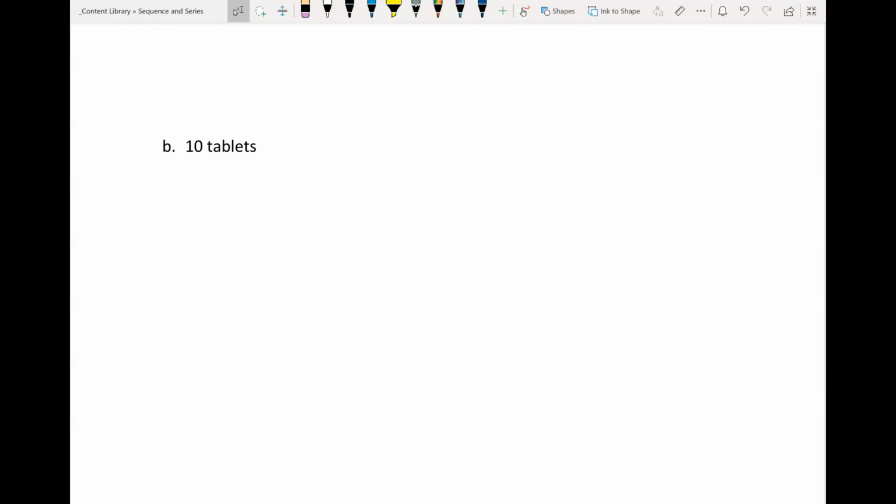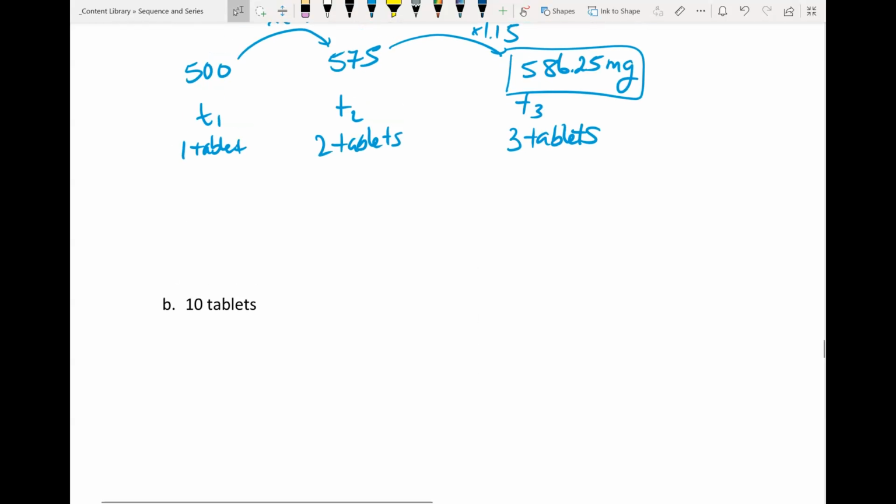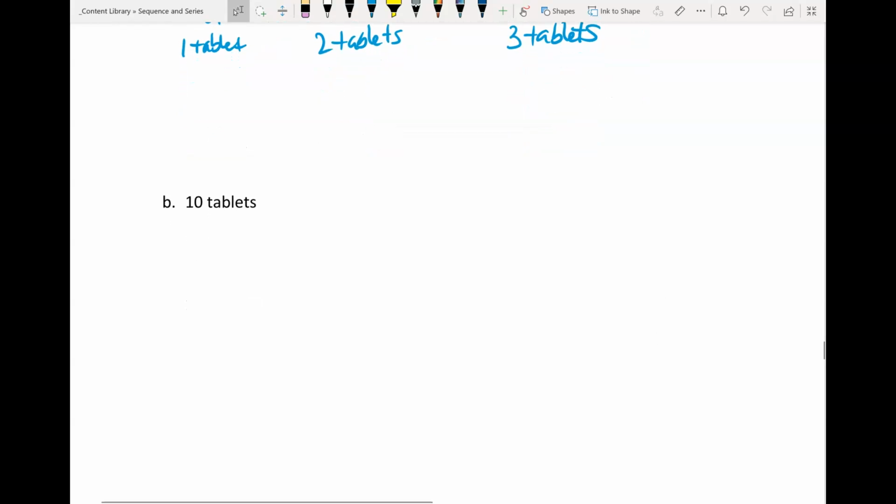Moving on to the last part of this question, we want to look for the same sort of thing, but for 10 tablets. I'm not going to go through the same sort of method I've been using because it takes too long. Equivalently, I can just find what T10 is, and that will give us the mass of the antibiotic in the body after 10 tablets.